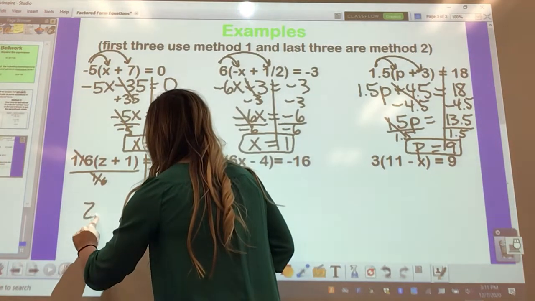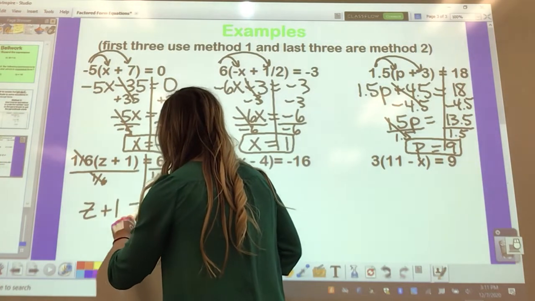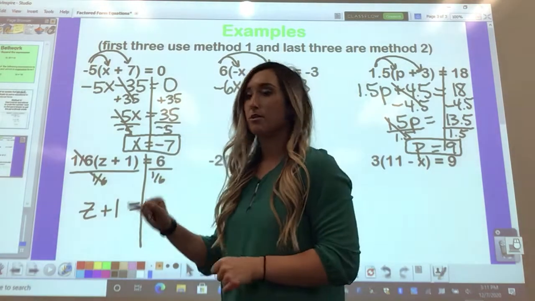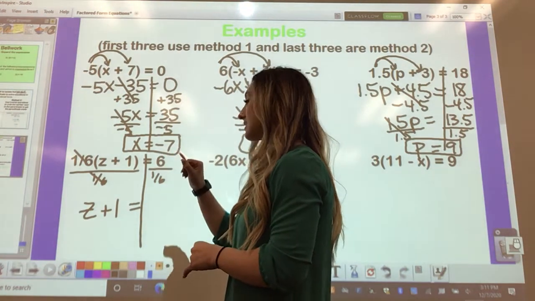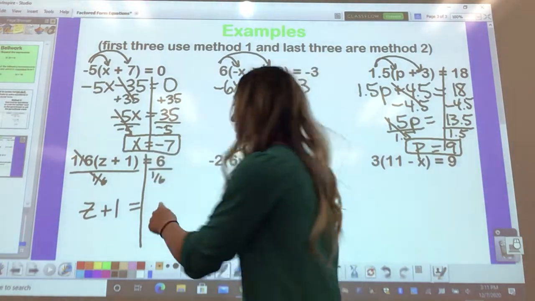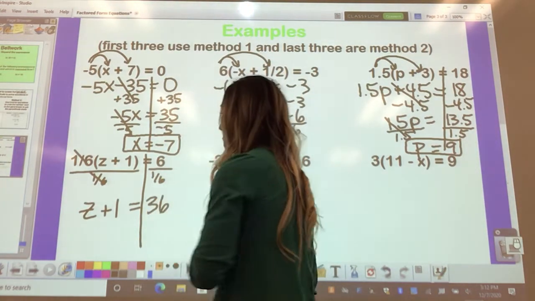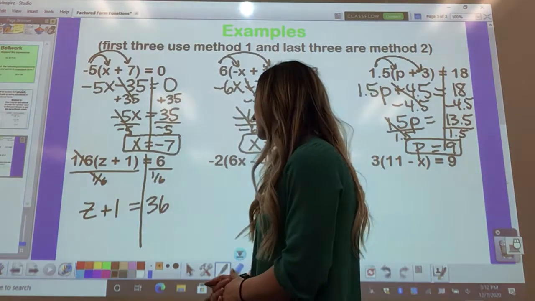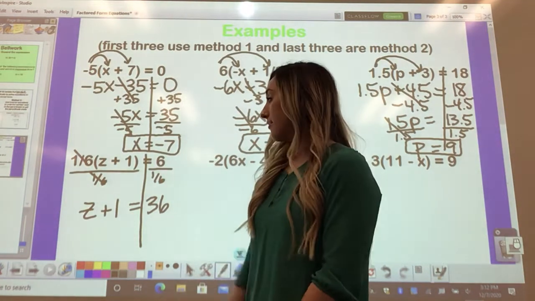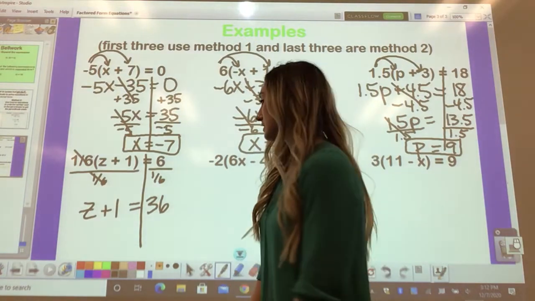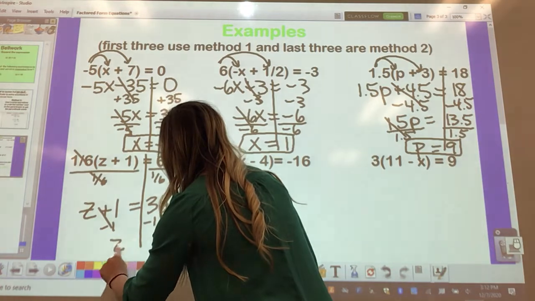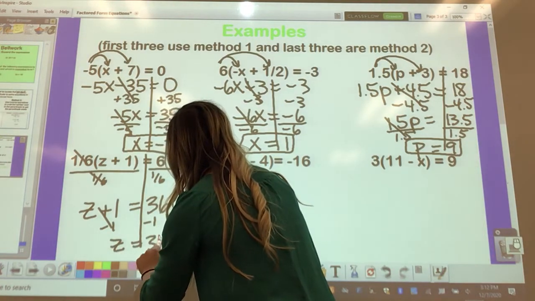I'm just left with z plus 1 equal to 6 divided by 1/6. And remember, you can keep, change, flip. That really means 6 times 6 over 1, which is 36. You can use a calculator if you need to, but that one should be a pretty easy one to do in your head. And then from here, z plus 1 equals 36. Subtract 1 on both sides to get z equals 35.